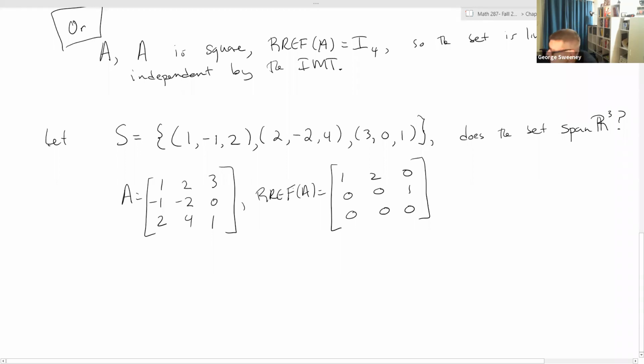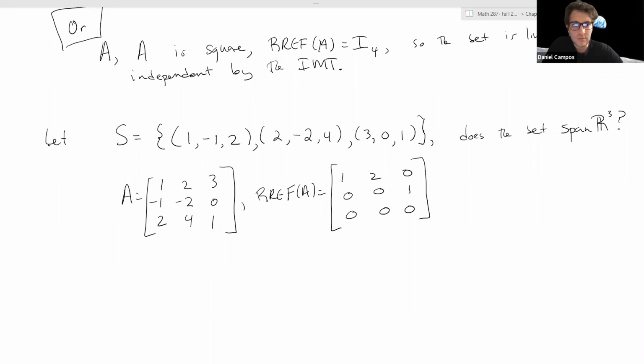So tell me how you're thinking. Since you only have 2 columns with pivots, you'd only have 2 vectors. So the second column is linearly dependent, and you don't have enough to get you R3. That's great. That's absolutely true.